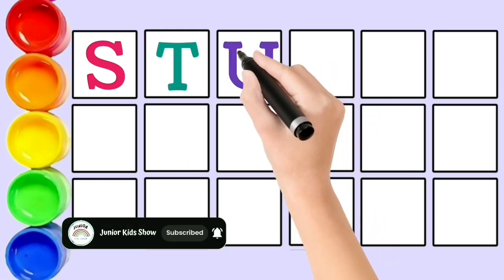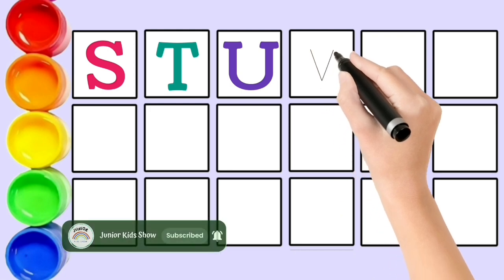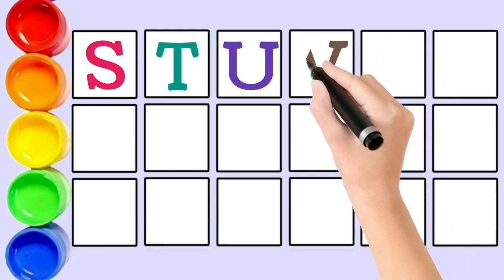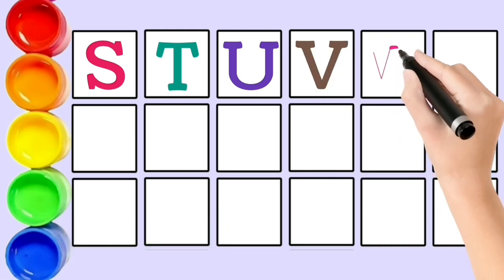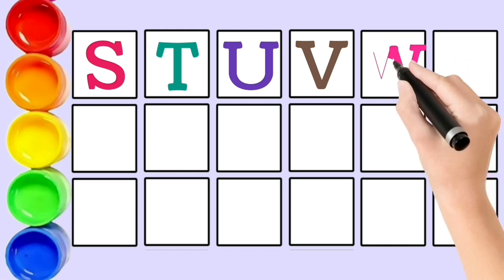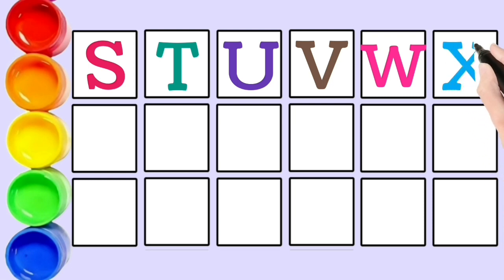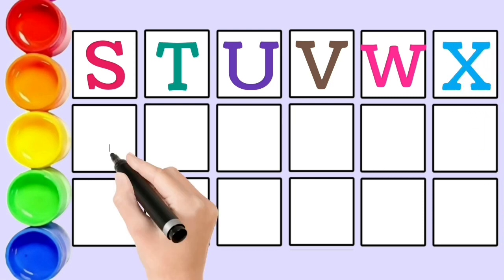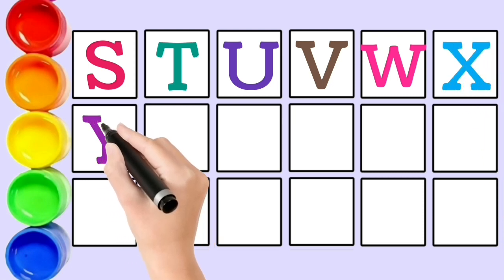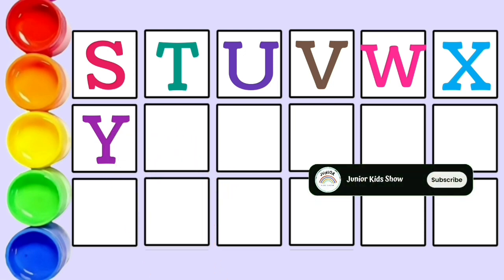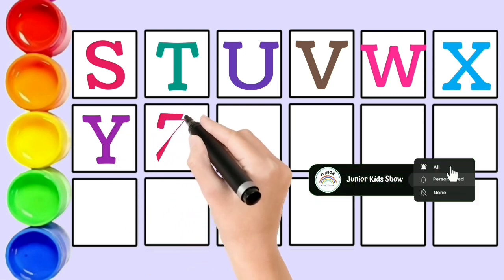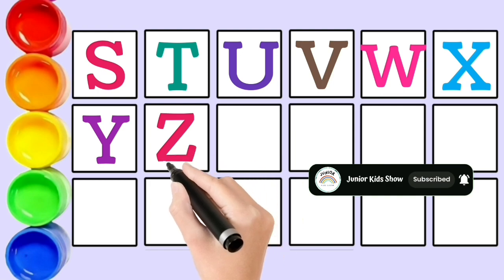V for violin. W for wolf. X for x-ray. Y for yoga. Z for zebra.